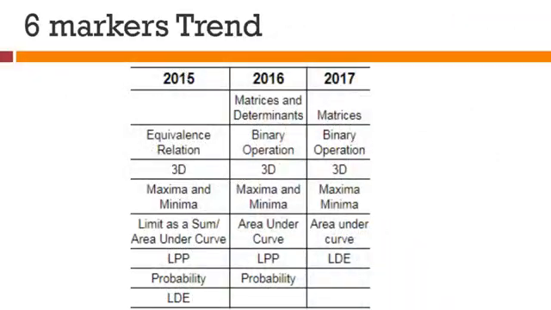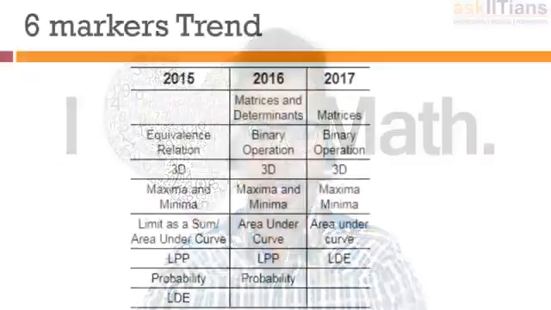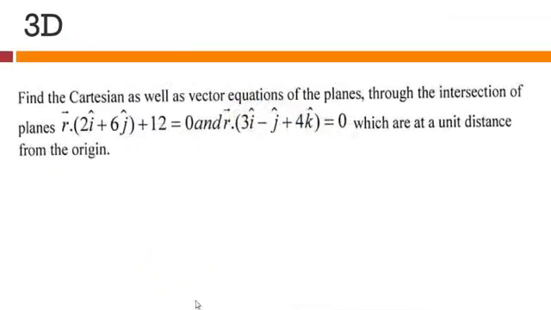And the last 2, as we can see here: probabilities, again it was there from 2000 till 2016. Last year it was observed that it came in 4 markers. Fine, so let us continue with the first chapter as it was expected.